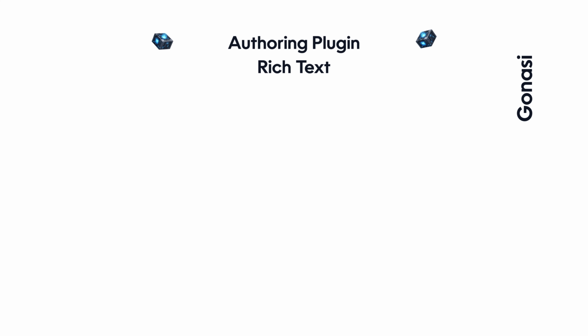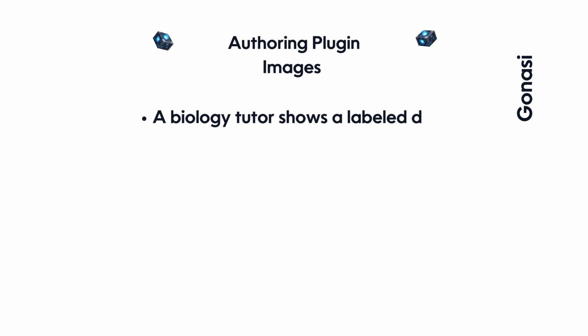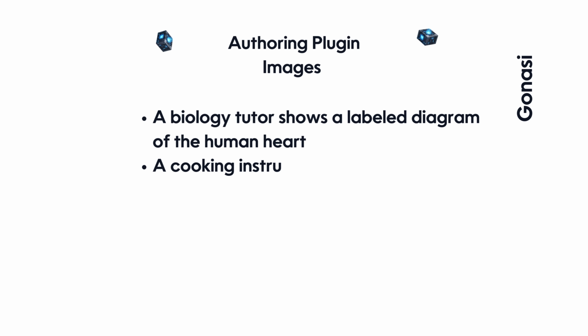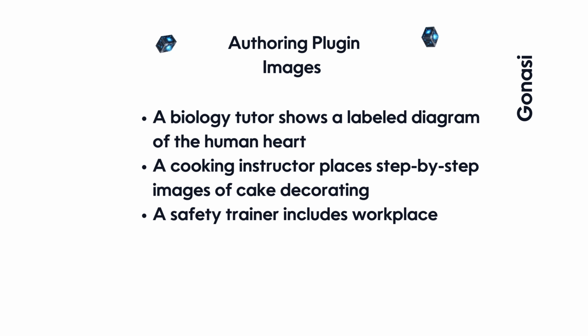The authoring plugin, Rich Text. The Rich Text plugin lets you format content with headings, styles, lists, links, and embed images and audio. Here are the various scenarios for using images. A biology tutor showing a label diagram of a human heart. A cooking instructor places step-by-step images of cake decorating. A safety trainer includes workplace hazard signs.